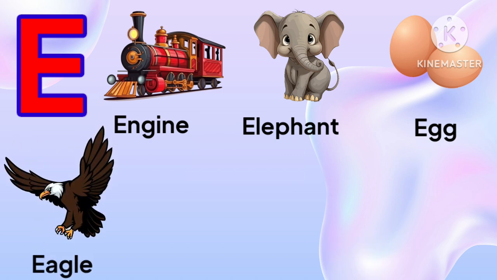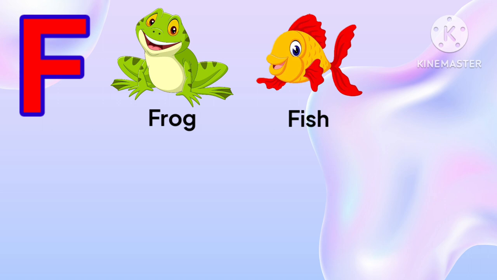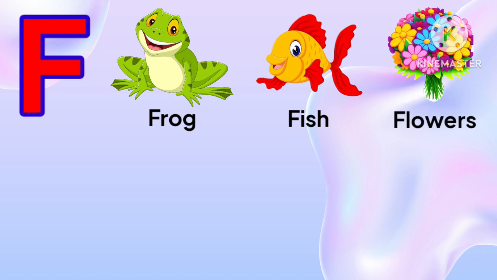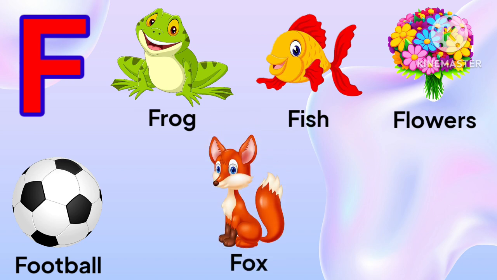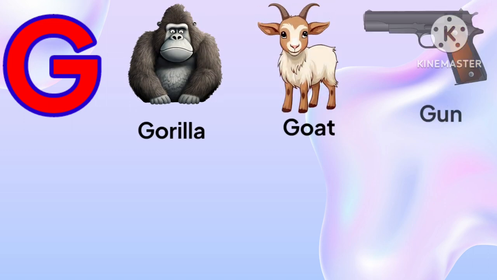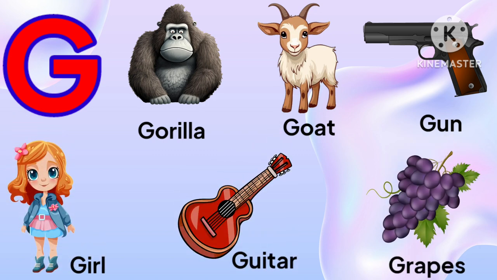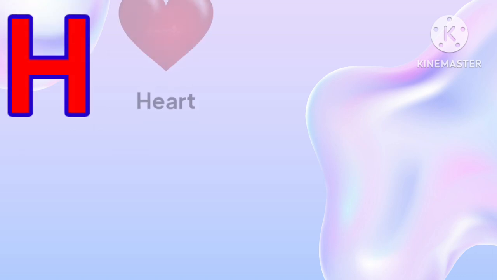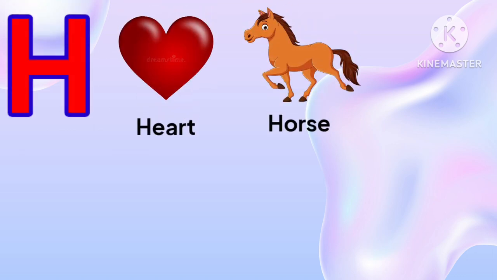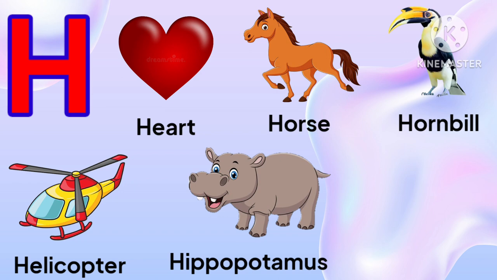eagle, envelope, eyes. F is for frog, fish, flowers, football, fox, fly. G is for gorilla, goat, gun, girl, guitar, grapes. H is for hut, horse, hornbill, helicopter, hippopotamus, house.